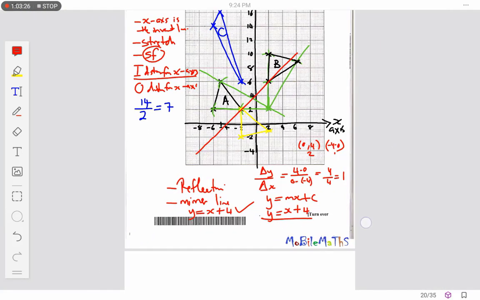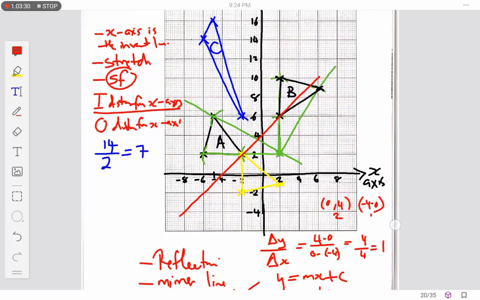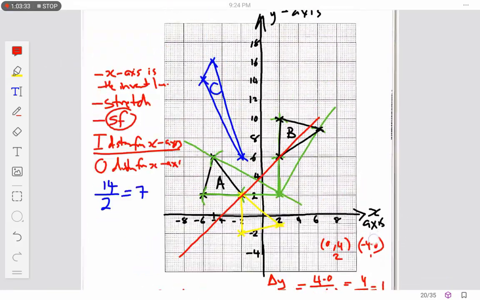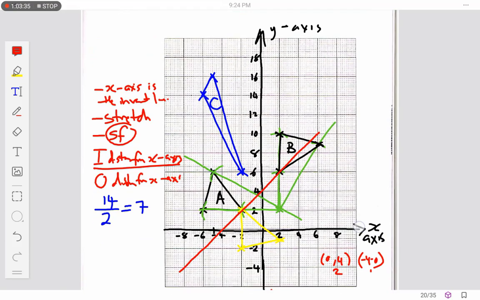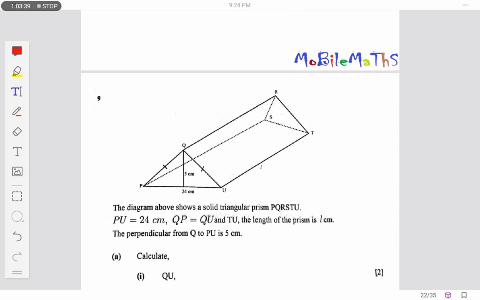Okay, so that was our transformation, guys. Please try to do it at home and see how it is, but I'm very confident that our stretch had an error somewhere. Okay, let's move on to the next question.